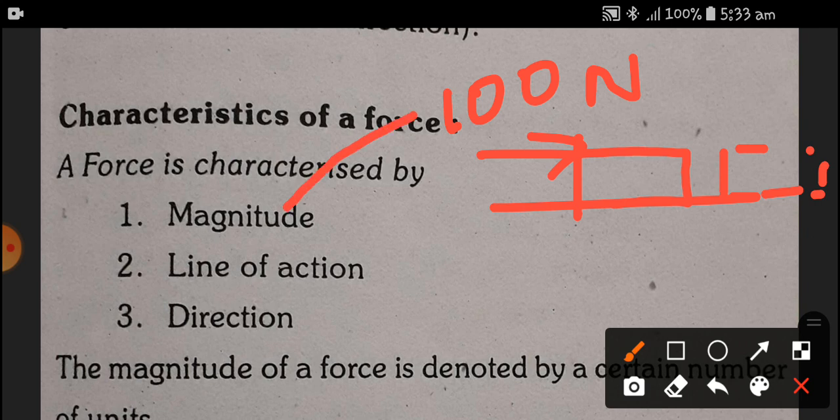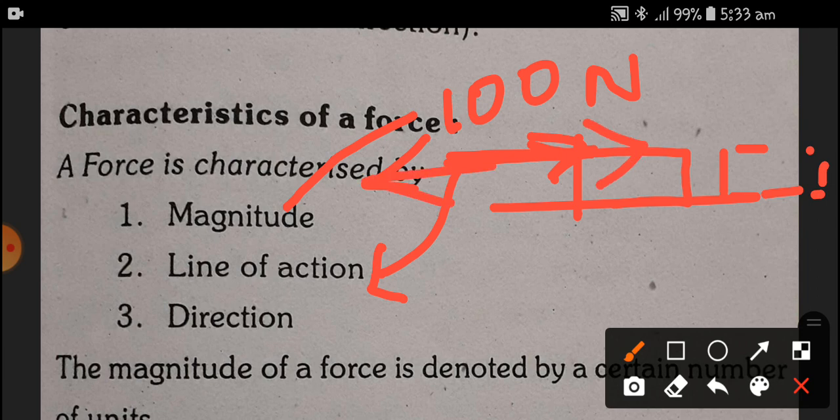If I put an arrow at the top of the body, it is the line of action. At the top of the body, it can move either in this direction or this direction. I have to give this direction, so that is called the direction. So the force is characterized by its magnitude, its line of action, and its direction. These three things are very important for notating a force.